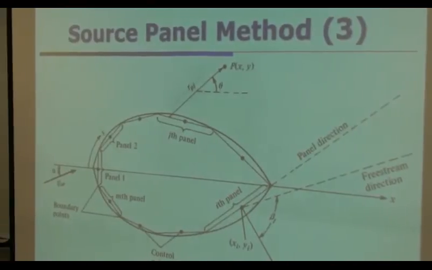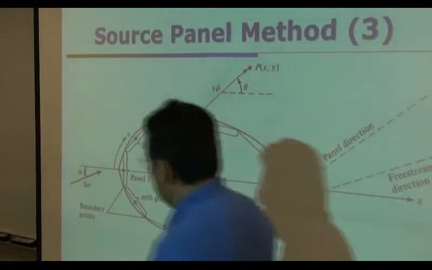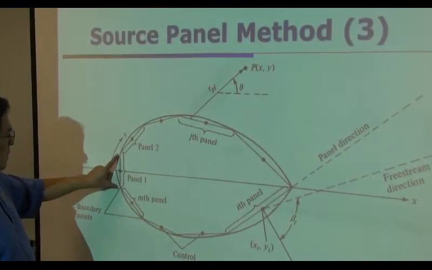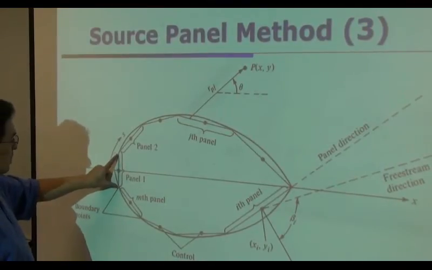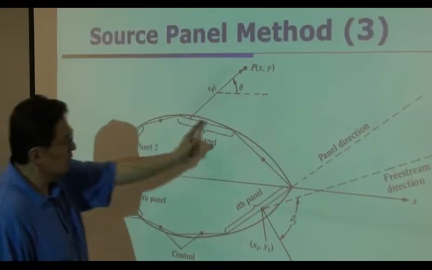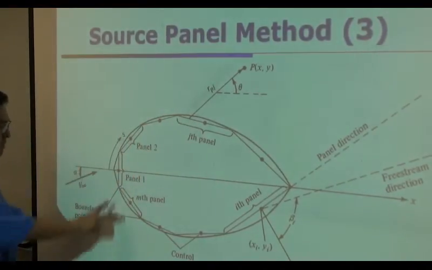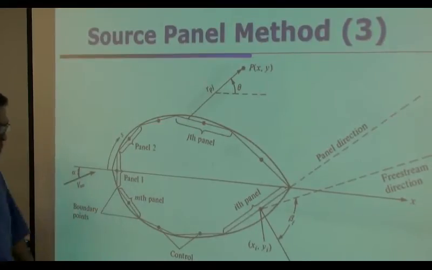Okay, so let's move on to the next page. This is how the panel is set up. In this case, you are using a small segment of straight panels: panel 1, 2, 3, 4, ij panel, so a total of m panels. You can use any number of panels.